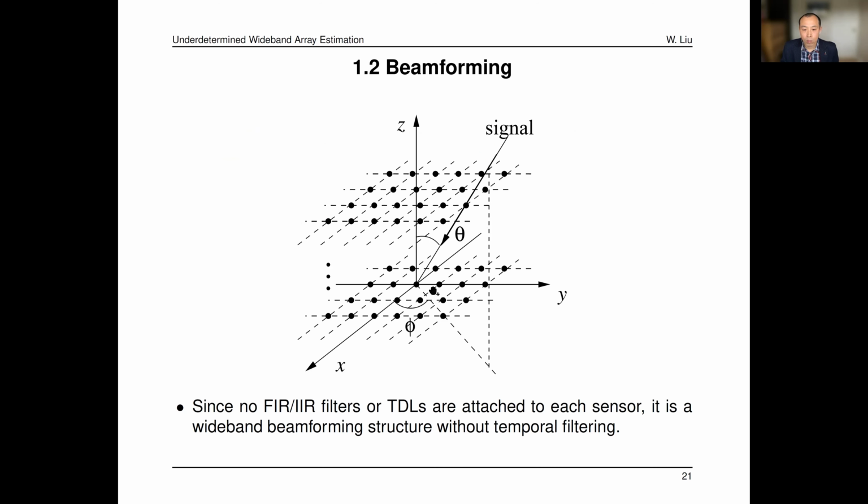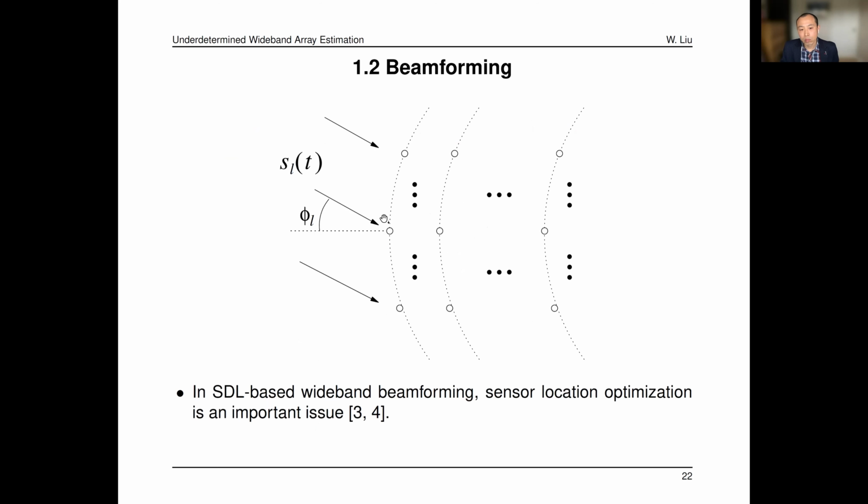Or if the original array is like this, then you put more behind, and you have this kind of new structure, an SDL-based wideband beamforming structure. For this structure, sensor location optimization is an important problem: how to find the best layout of the sensors to give you the best wideband beamforming performance. That's an important issue.